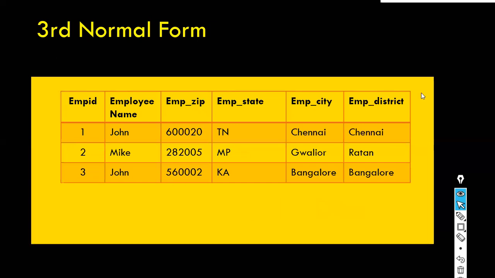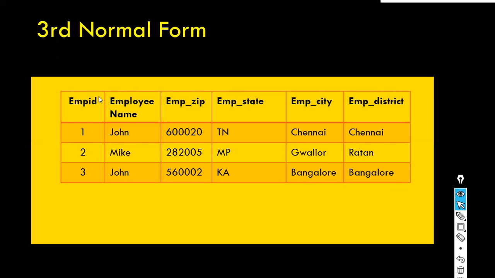For example, look at this table. Now you tell me which one is a key column. Type it in the chat window. Which column is the key column here? Primary key, foreign key, right? What is primary key and foreign key?